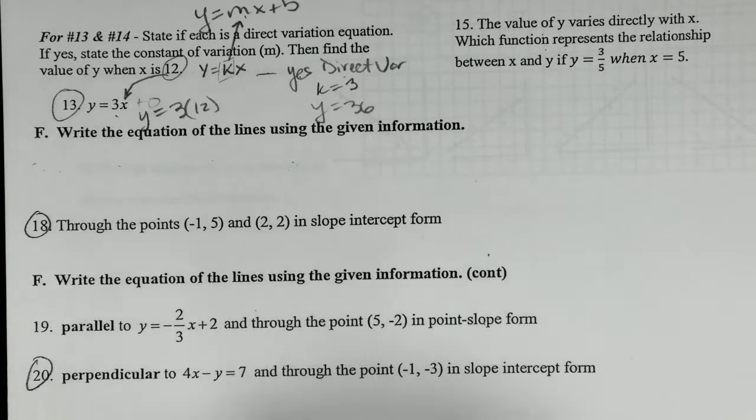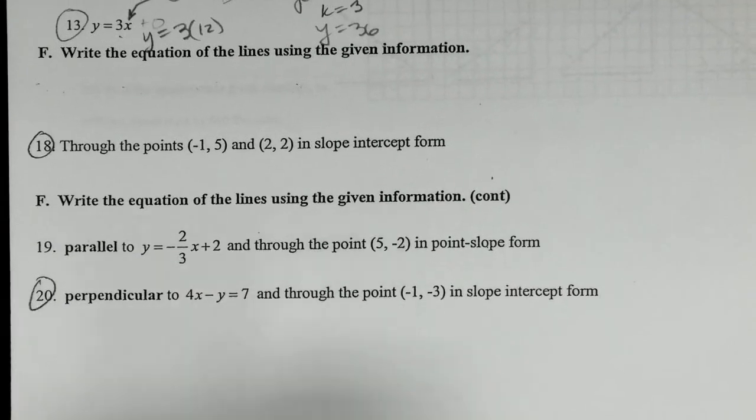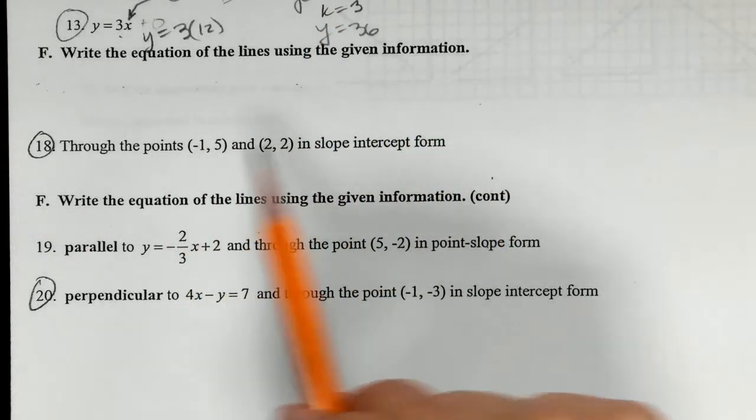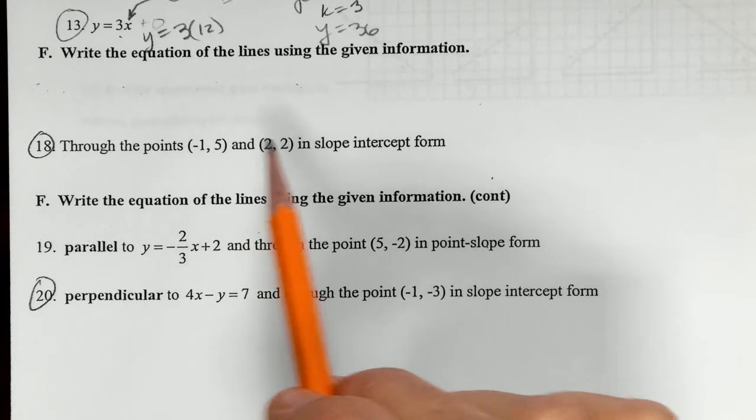All right, moving on to number 18. Number 18 says, write the equation of the lines using the given information. I give you 2 points.